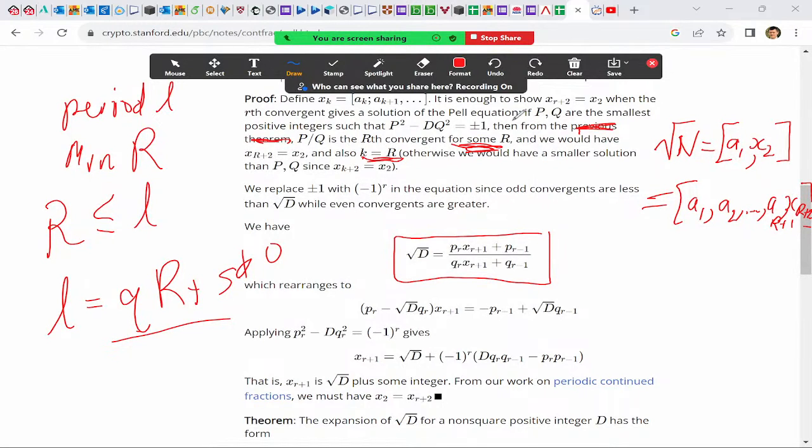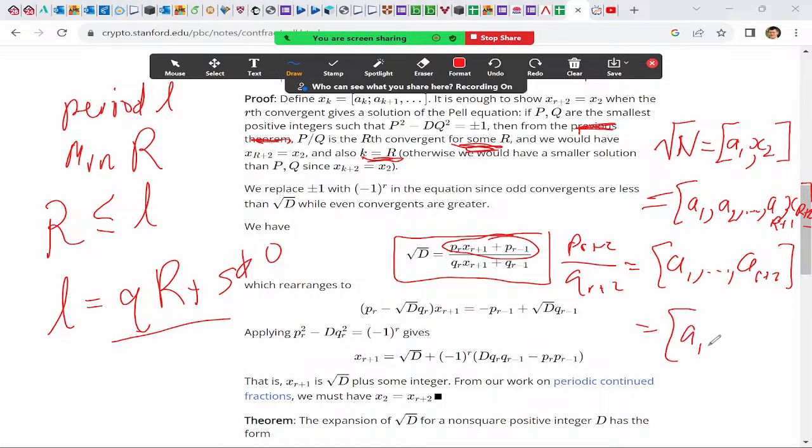Okay, so usually this expression is for P R plus 2 on Q R plus 2. But that would only go up to A R plus 2. What you have now is the same A's at the start, but instead of A R plus 2, you have the tail here. Yeah, that's the thing.